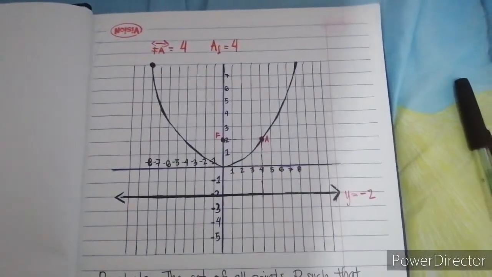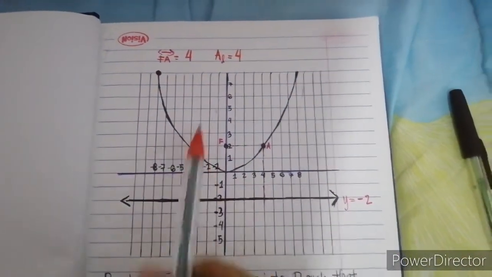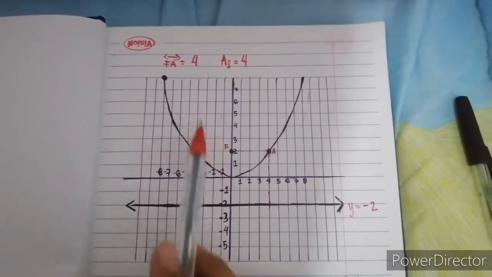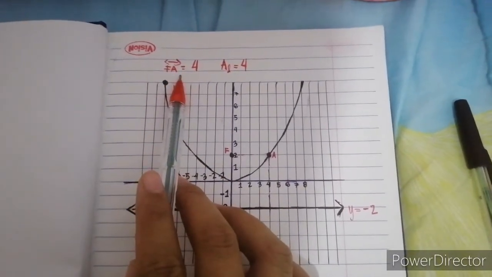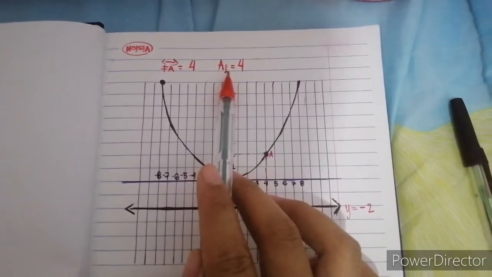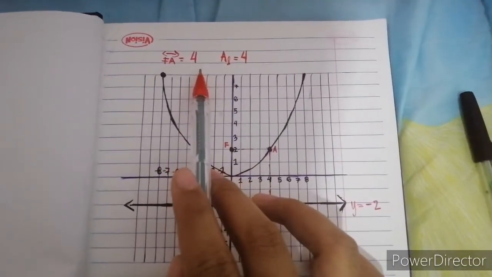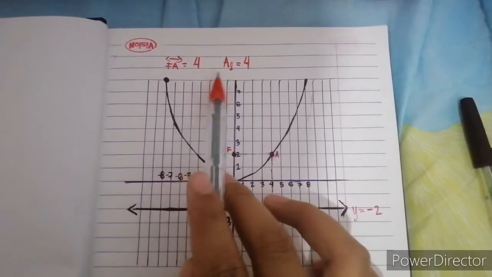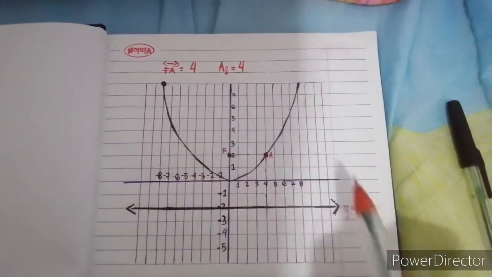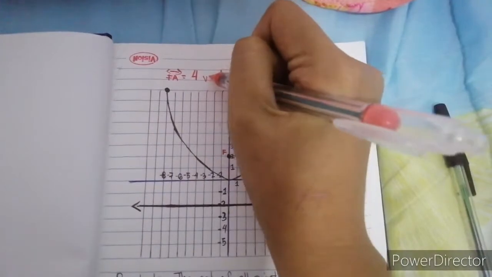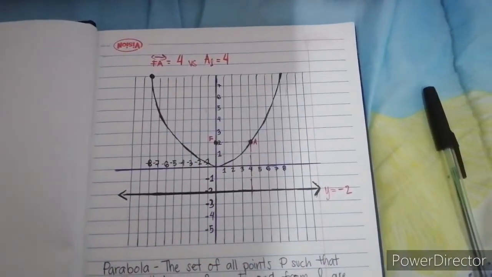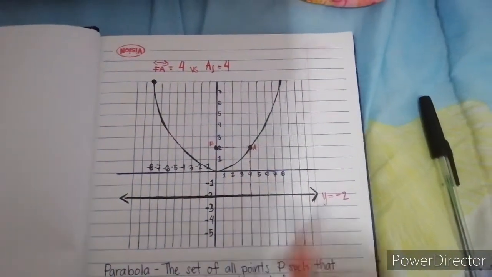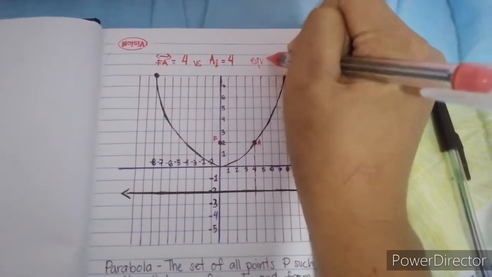Now, let us compare. As you can see, FA and AL are the same, or they have equal distances. So FA and AL are equal.